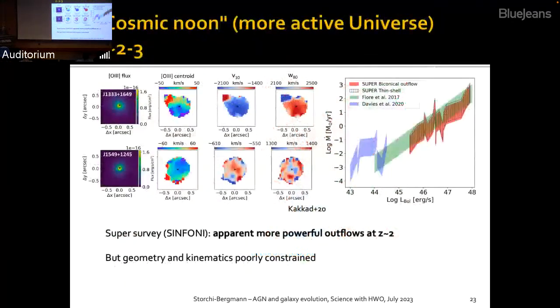But another explanation also is that the feedback power should be stronger at cosmic noon. Because, you know, we know that the universe was more active at z between about 2 and 3, that is cosmic noon. So there are some ground-based studies, like the SINS survey with SINFONI, that indicate more powerful outflows at these redshifts. But the geometry and the kinematics are not so well constrained.